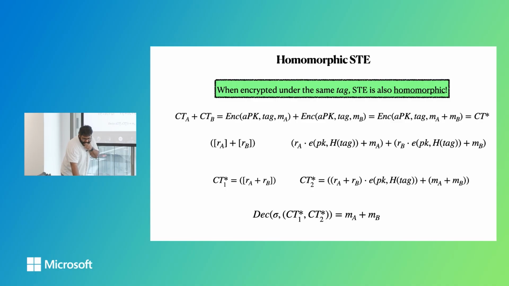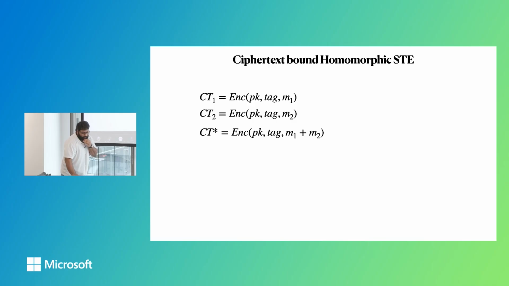So that is the homomorphic STE. One other issue is that I told you that a BLS signature is used to decrypt, right? So now, say I'm given these three ciphertexts: a ciphertext encrypting M1, M2, and a third ciphertext encrypting M1 plus M2.